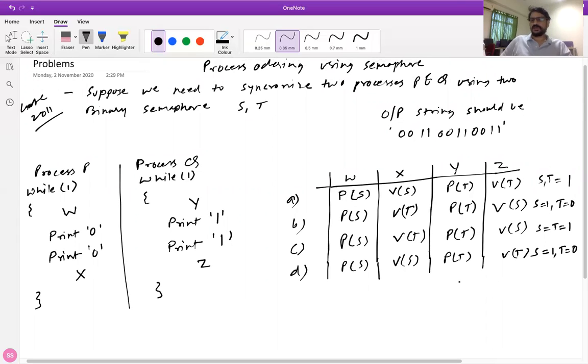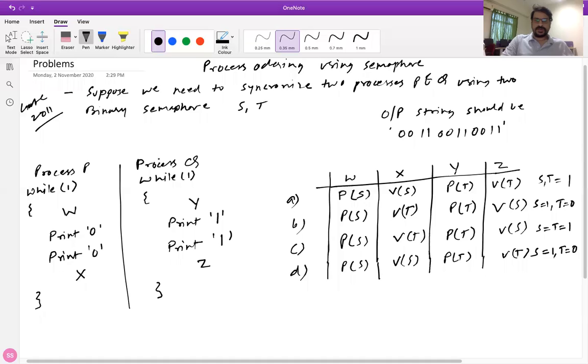Now let's understand what it wants and how we can solve it. What it wants is to use the concept of semaphore, and we have to pick any option A, B, C, or D. It means we have to pick the values of W, X, Y, Z in such a way that the output will be 0011 0011 0011, right? This should be our output. This is what is required, and we have to pick one of the options. Either A is correct, B is correct, C is correct, or D is correct.